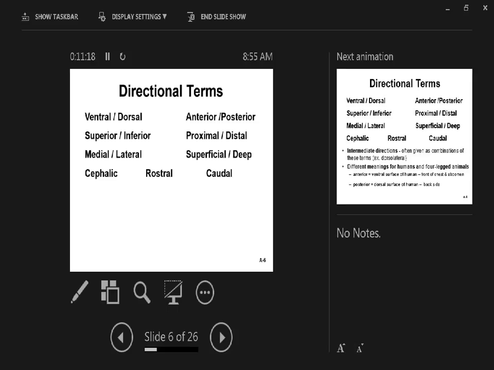Anterior, what does it say? Towards the ventral side. Same thing as ventral, right? Posterior, what does it say? Towards the dorsal side, right? Same thing as dorsal. Okay? So the aorta is ventral to the vertebral column.